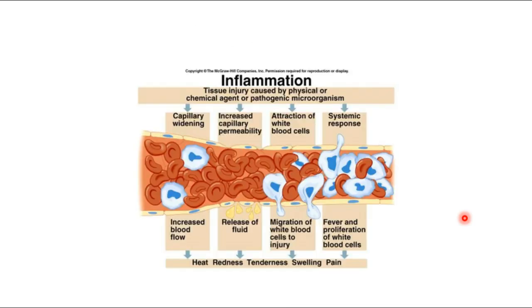So here's our sort of starting point for inflammation. One of the first things that happens is vasodilation. Our blood vessels are actually going to dilate, and that dilation of the capillary bed, first of all, increases blood flow, so we get more blood cells, more white blood cells in the area. It's actually also going to increase capillary permeability.